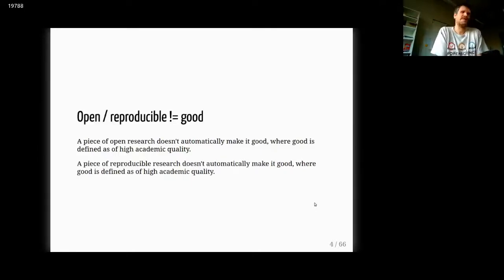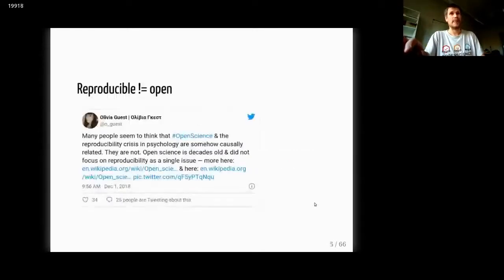It's not because a piece of research is reproducible that it's necessarily good. And similarly, open doesn't mean reproducible, right? At least historically, they have not been at all. Now, nowadays, they are very closely linked, very intimate, but historically, these are two very different things.